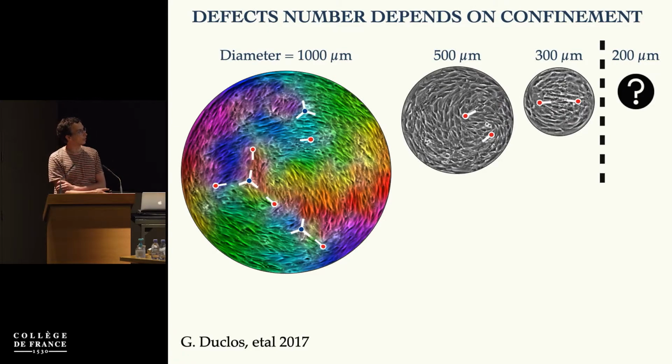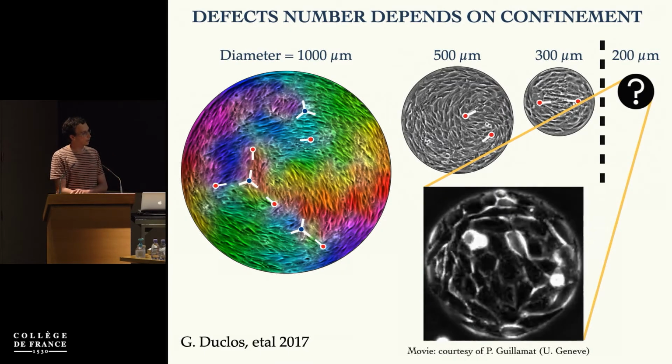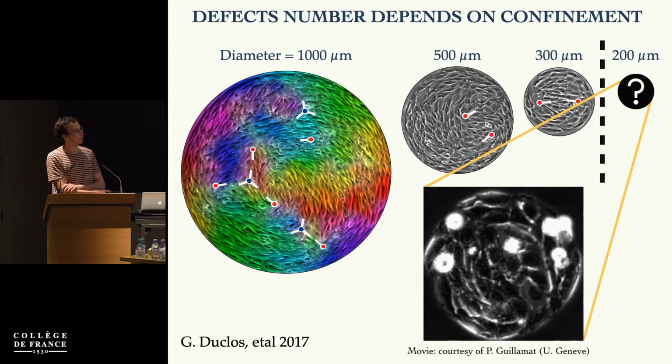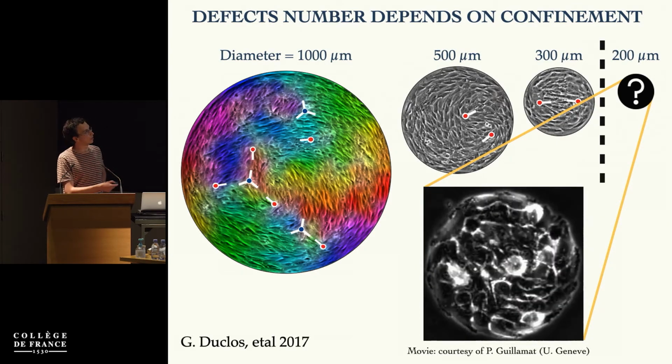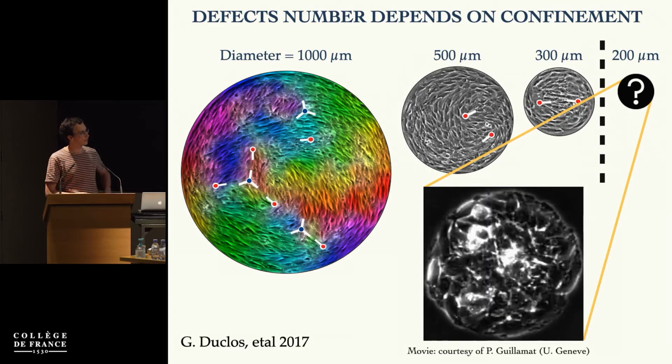So this work essentially started with the following question. What happens if we now take this system and we confine it further? Is there a configuration where we can effectively fuse these two +1/2 defects into an integer defect? And with the experiments, what we find is this state, which is not anymore similar to the previous states.